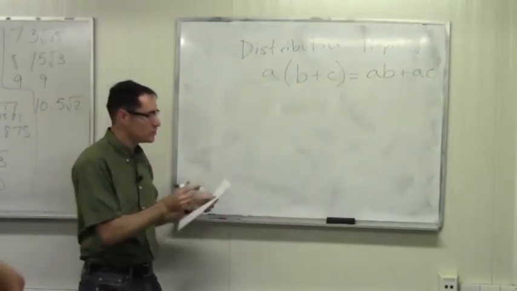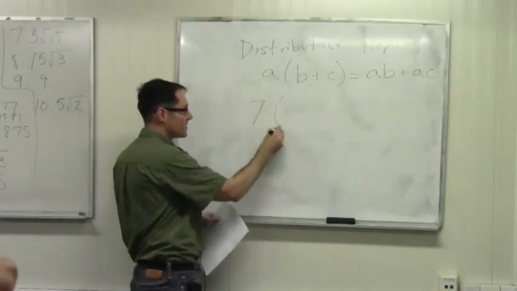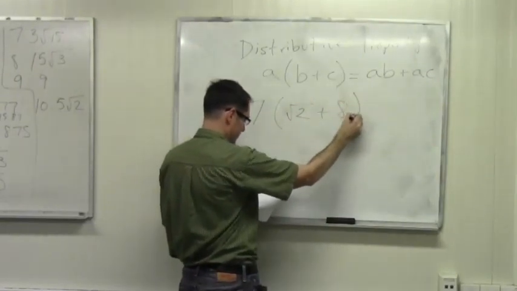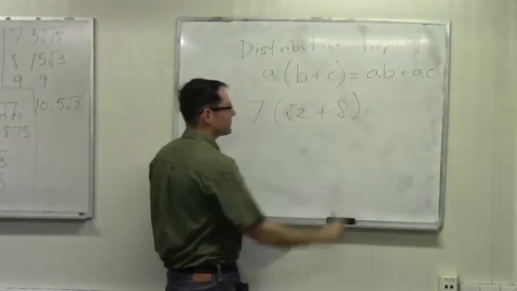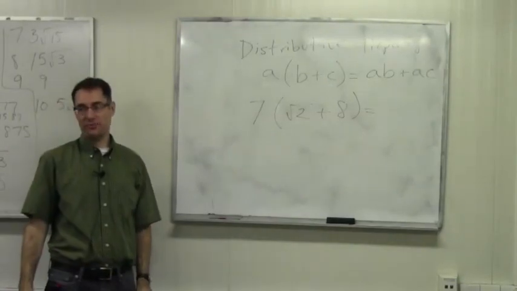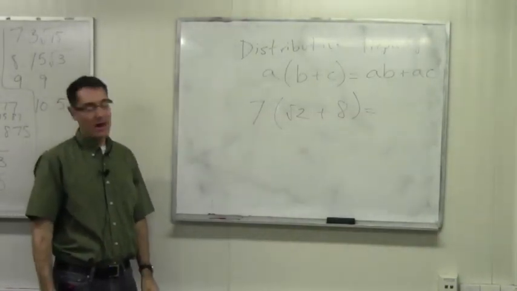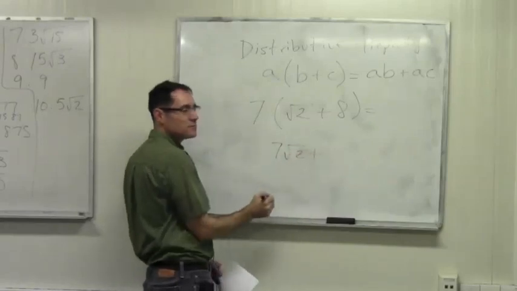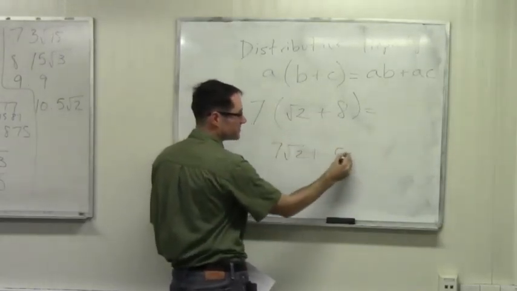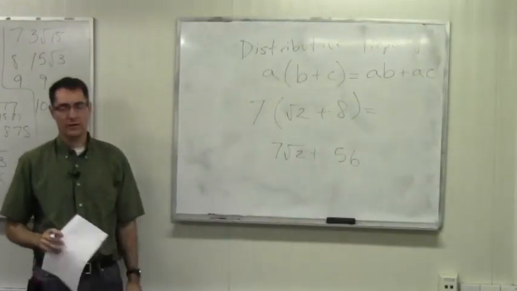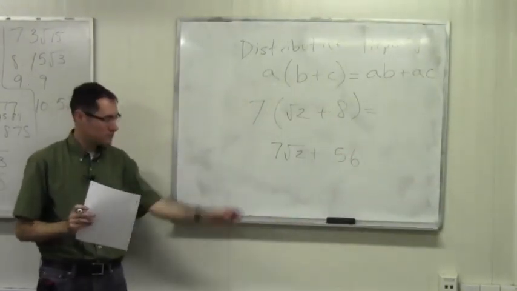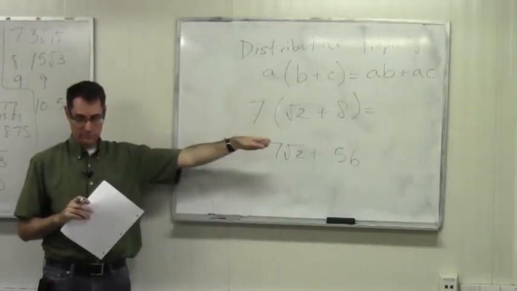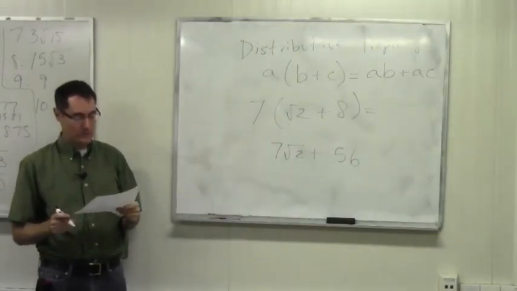OK? So let's see. 7 times the square root of 2 plus 8 equals what? Using the distributive property. 7 times the square root of 2 plus 7 times 8, 56. I don't think you can make that any more simple. You can't simplify it anymore, rather. Okay, but did you see how we distributed the 7 through? Okay, that one's pretty important.